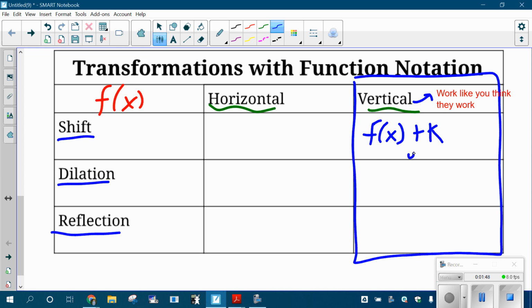So a plus k will move it up k. You want to move it down, then make the k negative. Actually, I really shouldn't say that, up k. If it's positive, it'll be up. If it's negative, it's down.